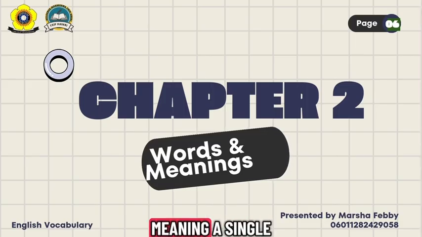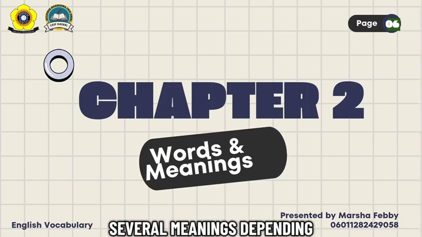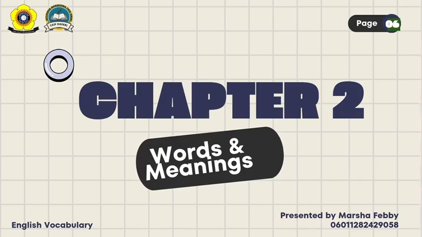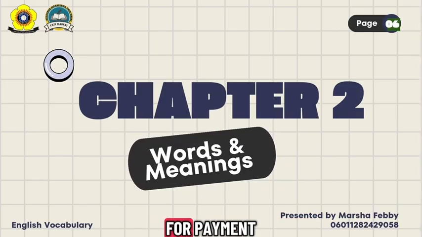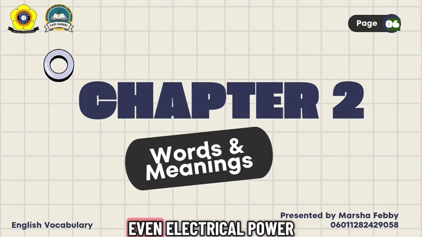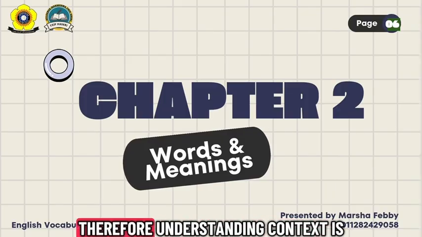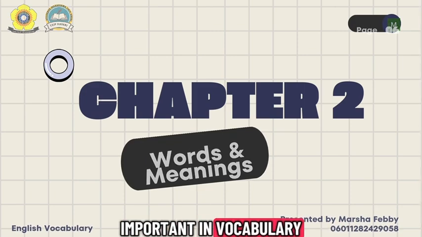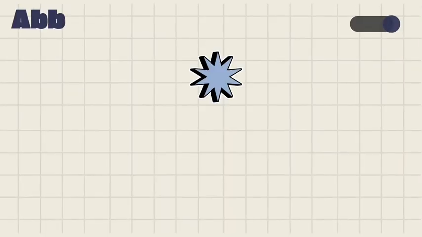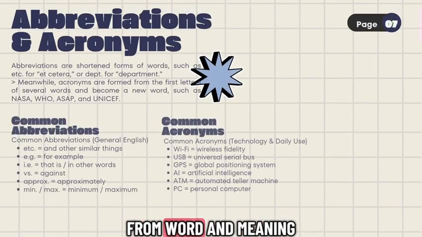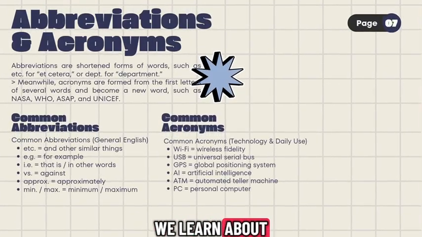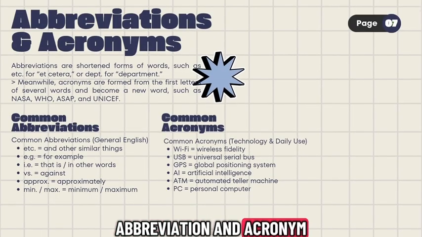A word and meaning: a single word can have several meanings depending on context. For example, the word charge can mean to ask for payment, to attack, or even electrical power. Therefore, understanding context is important in vocabulary learning. Okay, so for the next point, we learn about abbreviation and acronym.